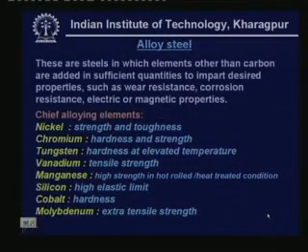What are the chief alloying elements? If you just look at the slide, you can see that depending upon the type of alloying element, the property of the steel changes. Chief alloying elements are as follows. Nickel imparts strength and toughness. Chromium imparts hardness and strength. Tungsten increases hardness at elevated temperatures.